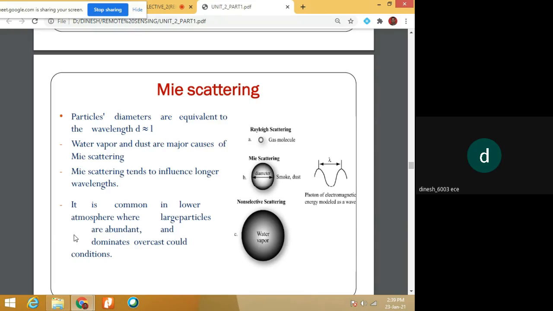The major sources of causing the Mie scattering are the water vapor and the dust contents in the atmosphere, where the Mie scattering tends to influence longer wavelengths, which is common in the lower atmosphere. This Mie scattering is common in the lower atmosphere where large particles are mostly present and dominates over overcast conditions. So you can see A as your gas molecules in Rayleigh scattering, B as your smoke and dust. Depending upon the diameter, d is equal to 1, depending upon that, Mie scattering will occur. And the third one, C, is your non-selective scattering due to water vapor.